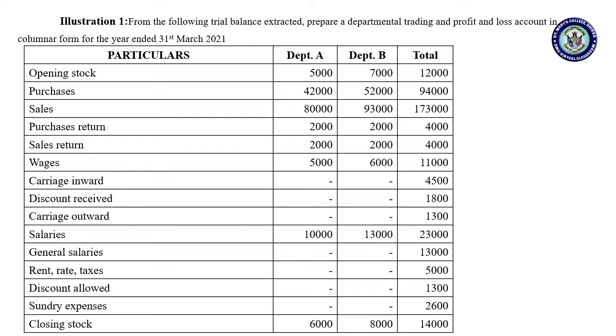Information under 4 columns: Particulars, Department A, Department B and total. Opening stock 5,000, 7,000, 12,000. So 5,000 plus 7,000, that is 12,000 total.